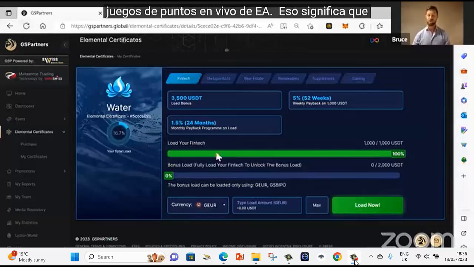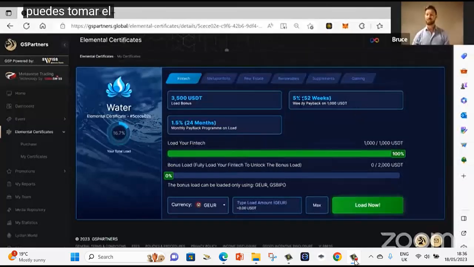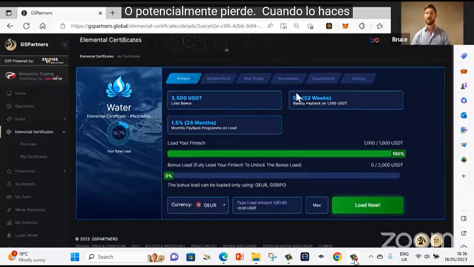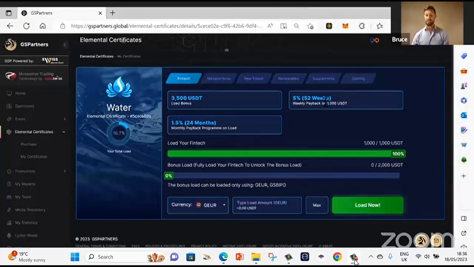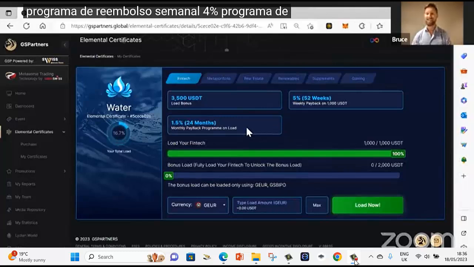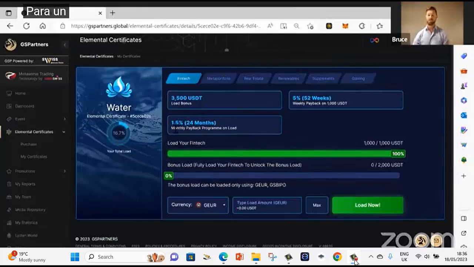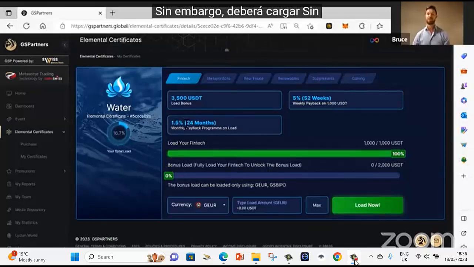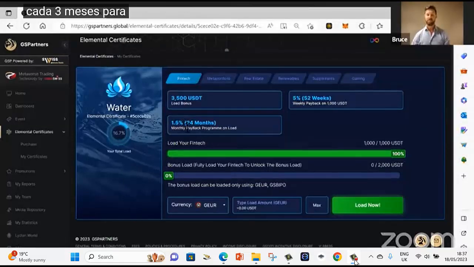Right, so I've just loaded this up. That means it's activated my weekly payback. And so on the 25th of May 2023, I can expect to earn my first 5% payout on the value of 1,000 USDT. It also means in 1 month from today, so on the 18th of June 2023, I can expect to receive my 1.5% monthly payback program.